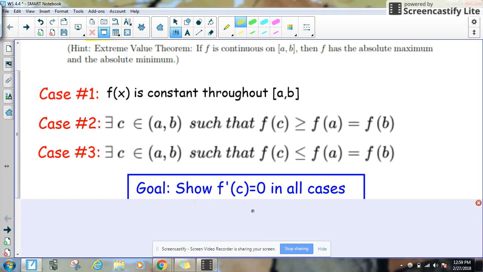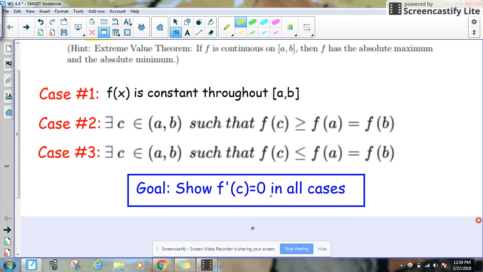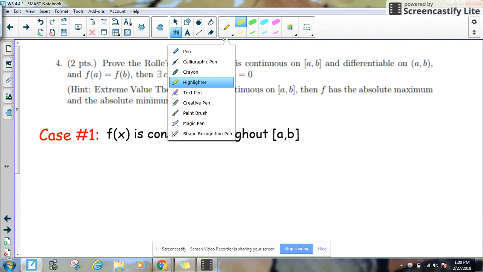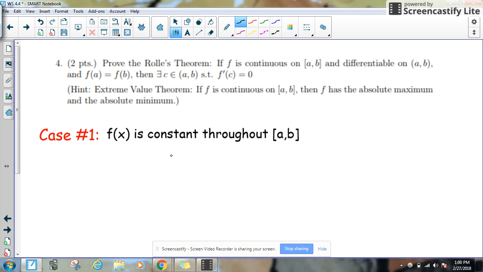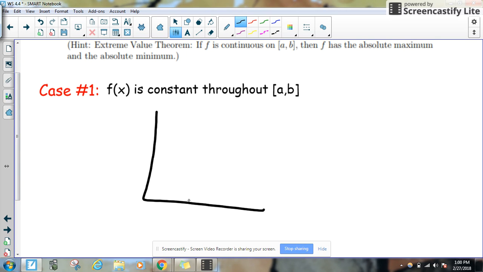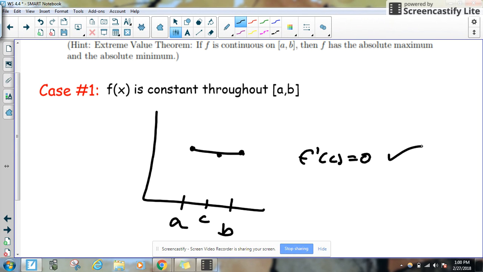Our goal in this proof is to basically show that f prime of c is equal to 0 in all three of our cases, and thus we've proved that f prime of c must equal 0. Okay? Let's go ahead and look at case one. This says if f of x is constant throughout the entire interval, then we are just looking at a function from a to b that is constant. And we know that the derivative of any constant function is equal to 0. So I could put c anywhere in this interval, and I know for a fact that f prime of c is equal to 0. So I've got this case down, no problem.